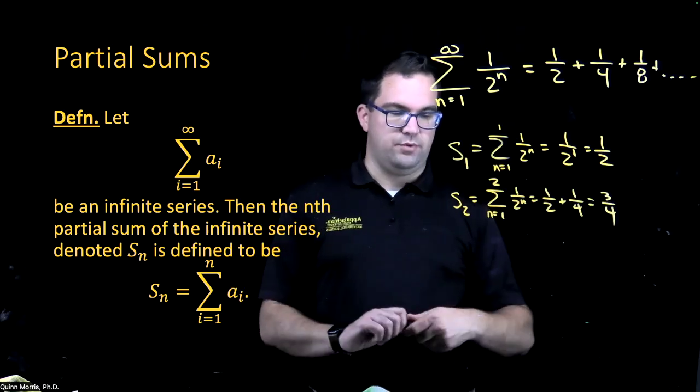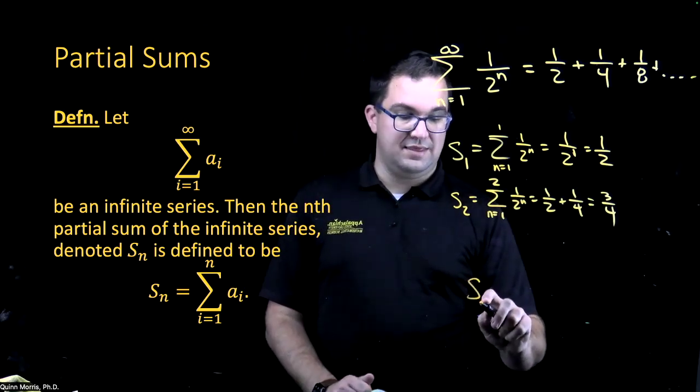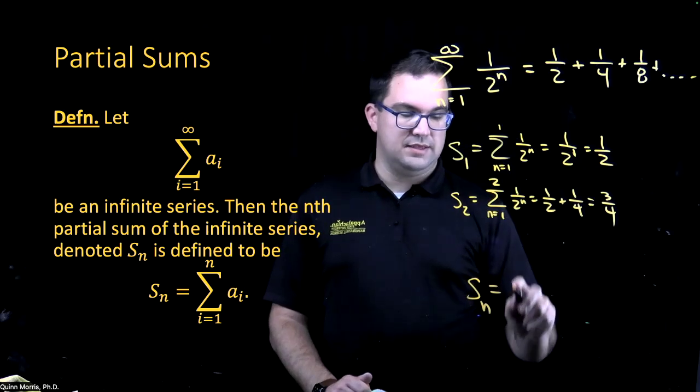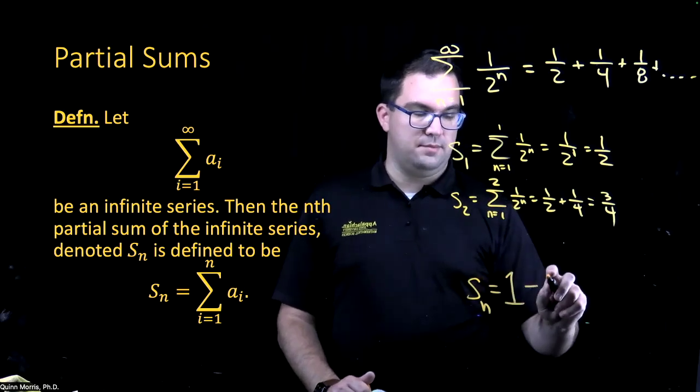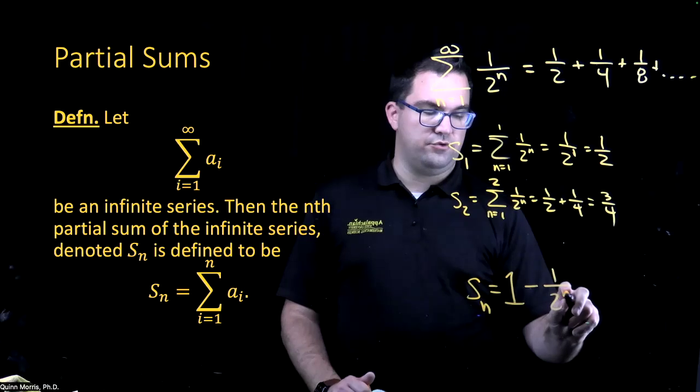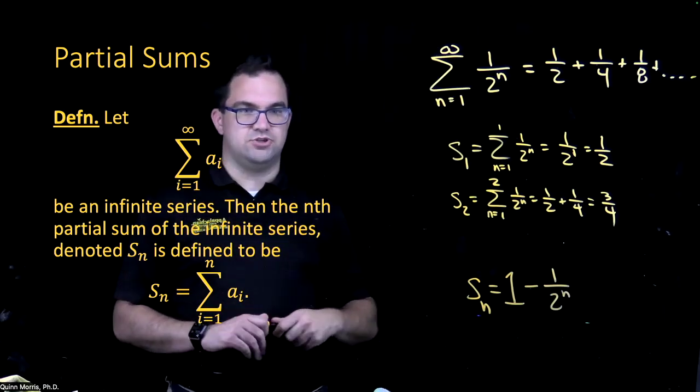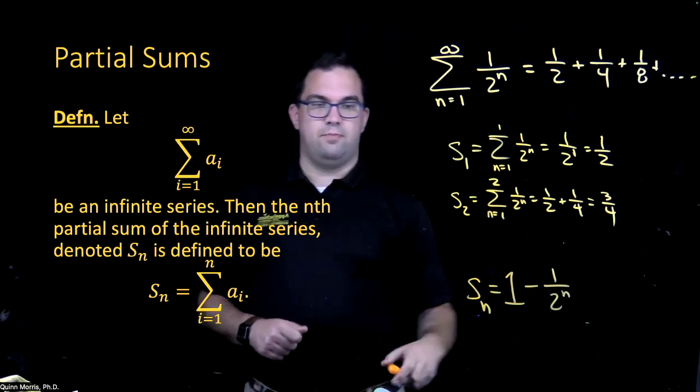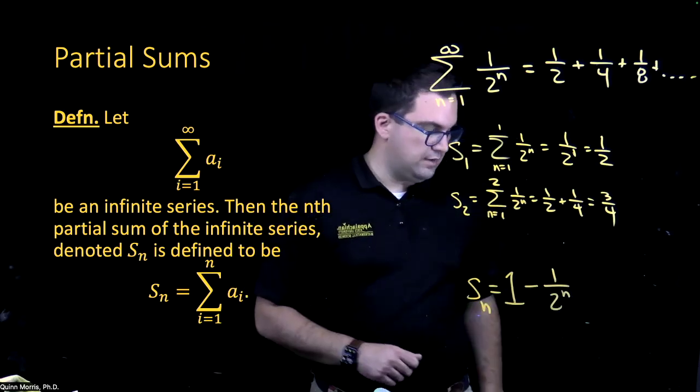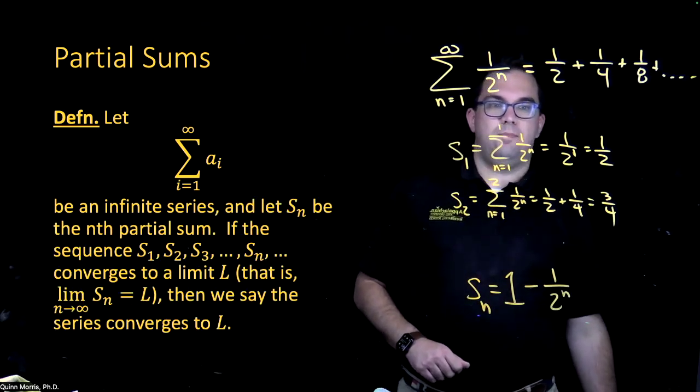And in fact, in that case, we were able to determine that the nth partial sum, S sub n, could be written as 1 minus 1 over 2 to the n. So we found an expression for any nth partial sum. All right, so why does that help us?